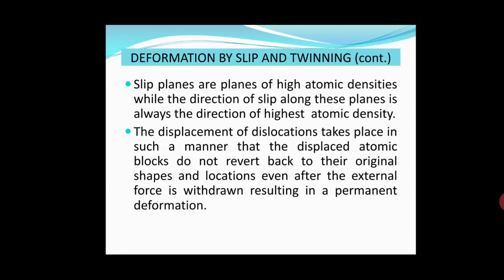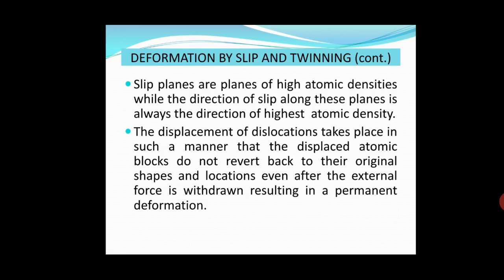So, when shear stress is applied on a material, the material starts slipping along a plane in which atomic density is high and along a direction where the atomic density is highest. So this plane is known as slip plane and the direction is known as slip direction. So slip occurs along the slip direction in the slip plane when the applied shear stress is more than the critical shear stress of that material.